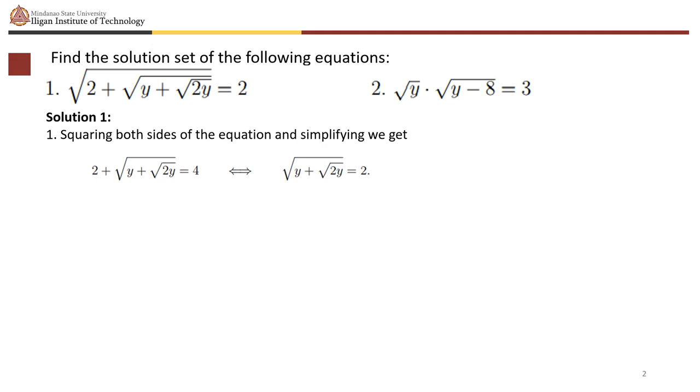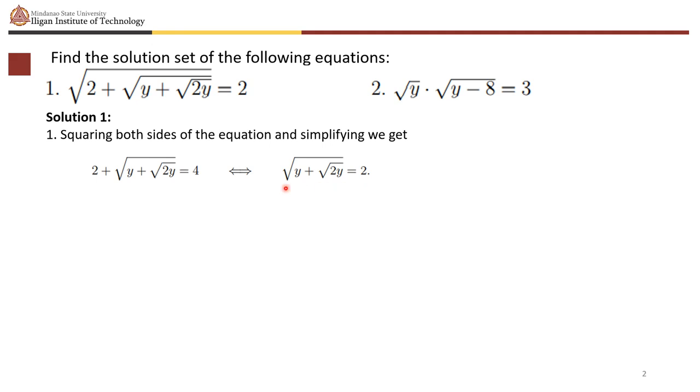Next would be to simplify this equation here by again trying to get rid of 2 here so that we are left with just one radical on one side of the equation. And to do that, we subtract both sides by 2. Subtracting this by 2, we will have square root of y plus square root of 2y is equal to 4 minus 2, which will give us 2 here.